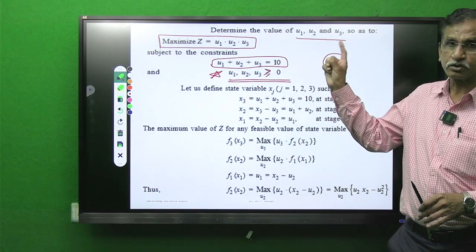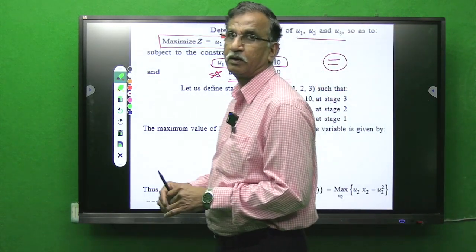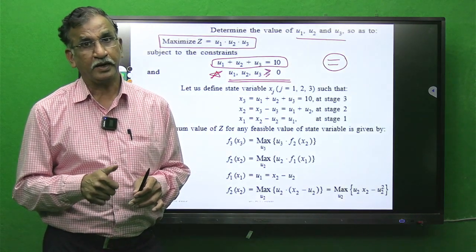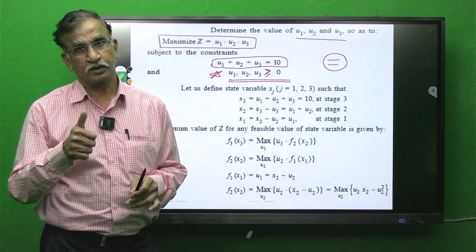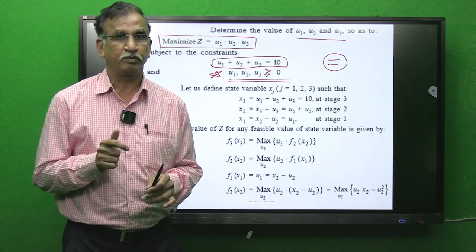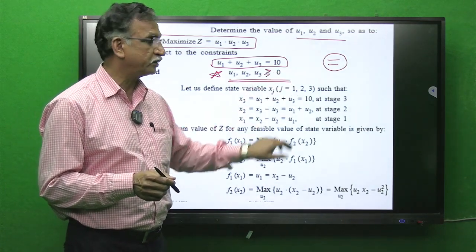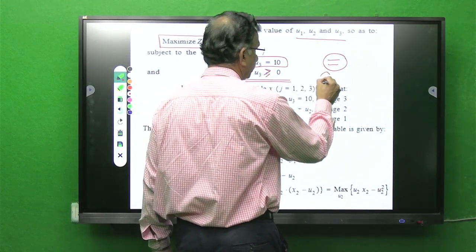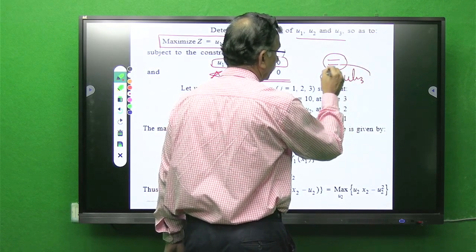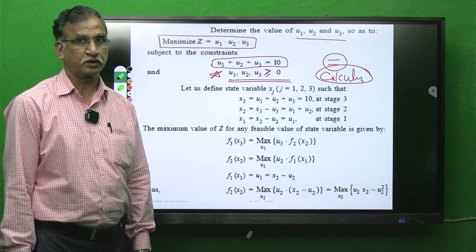then we could solve this problem by the previous tabular method. When it is integers, it means continuous values are not accepted, and we have seen that in tabular form we are not getting continuous values. So here, since integer is not mentioned, we have no option other than to go for the calculus method. We have to go by the calculus method.